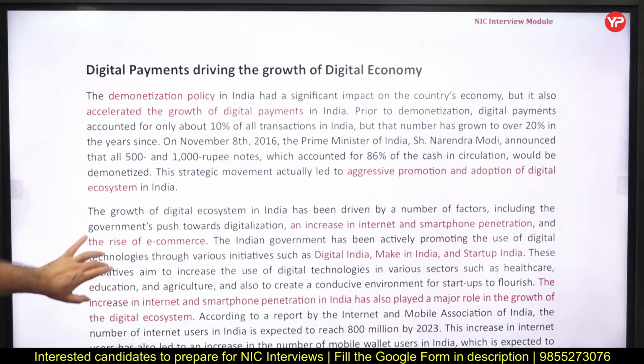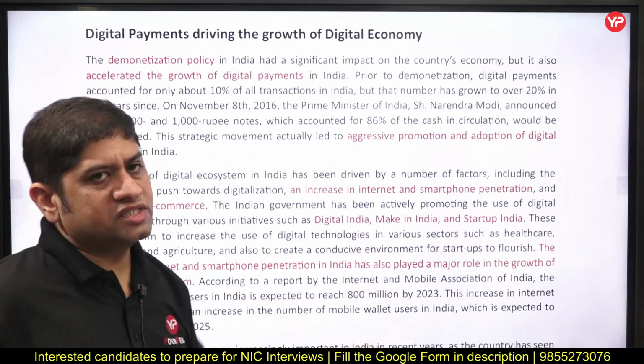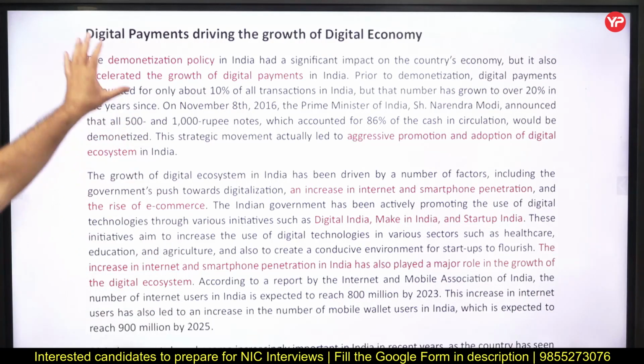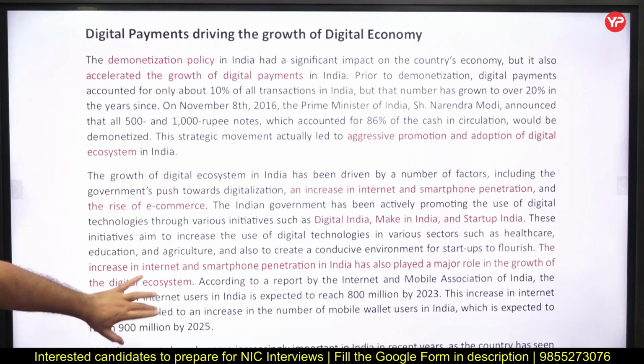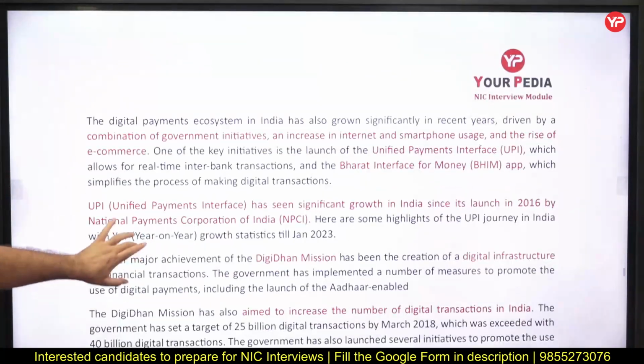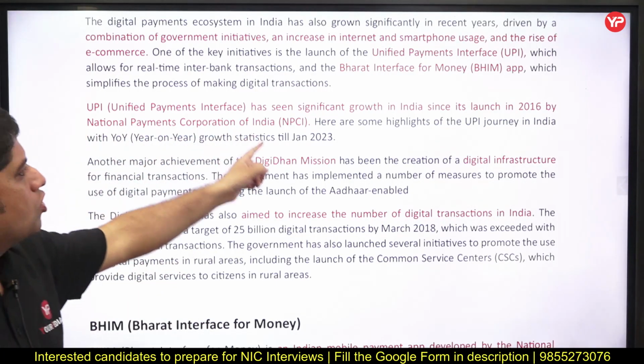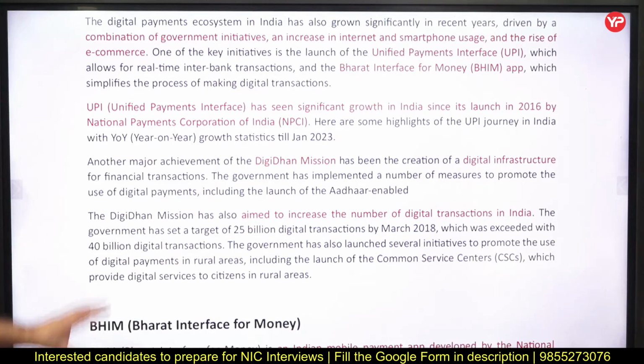And digital payment driving the growth of digital economy, this is a good document, a good blog. You should read this blog, and how digital demonetization, digital payment is helping in the growth of digital economy. What do you understand by digital economy? So demonetization का benefit क्या था, क्यों हुआ था ये, what was the purpose of that? Just read this. This is a blog I've just taken from somewhere. And what is UPI, Unified Payment Interface, UPI होता क्या है, और ये कौन organization इसको करवाता है, this kind of small things they can ask you.